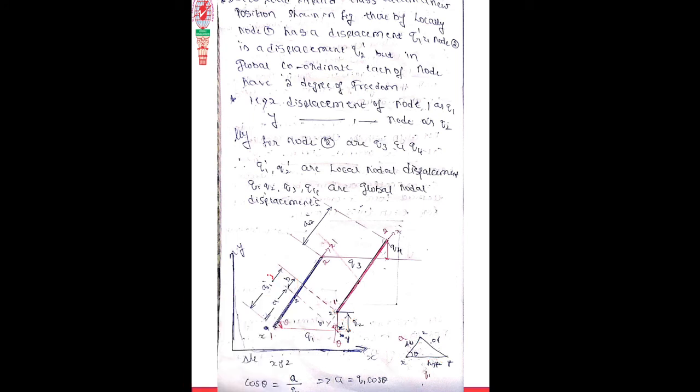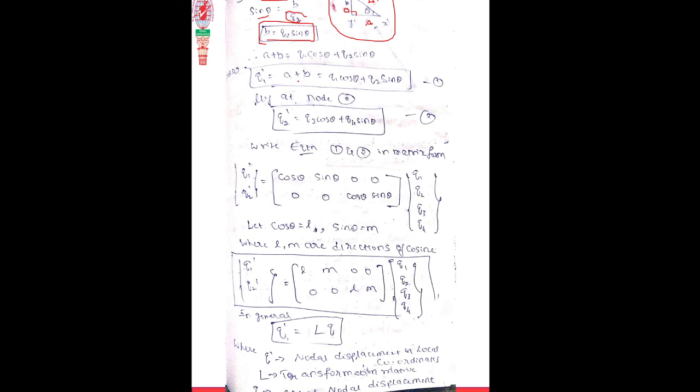So I want Q1 dash distance, what should I do? A plus B. Therefore A plus B: I know A is Q1 cos theta, and B is Q2 sine theta. Correct?